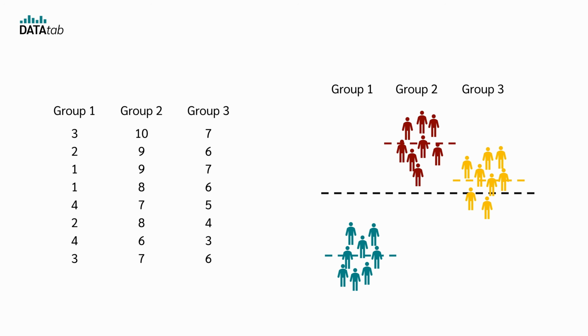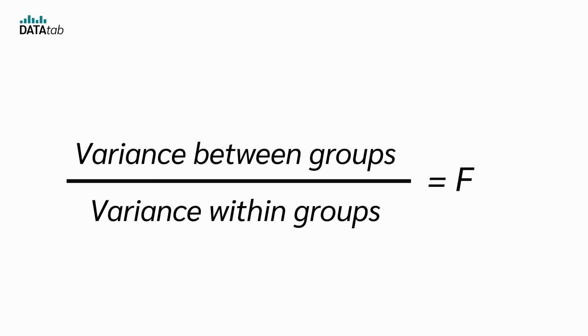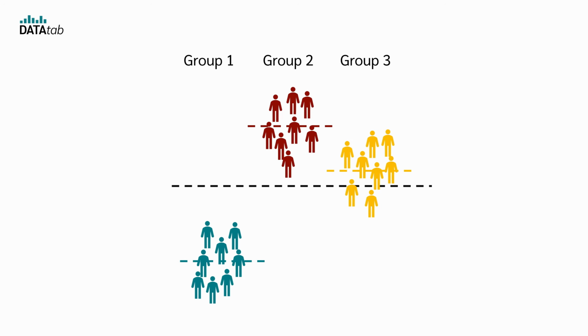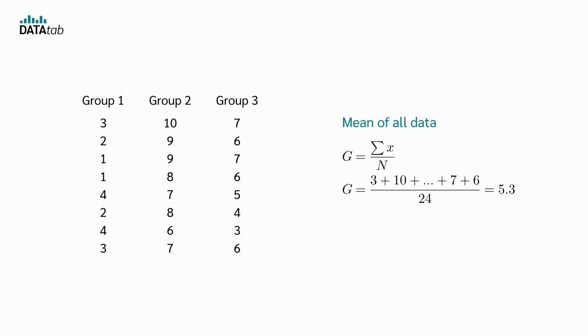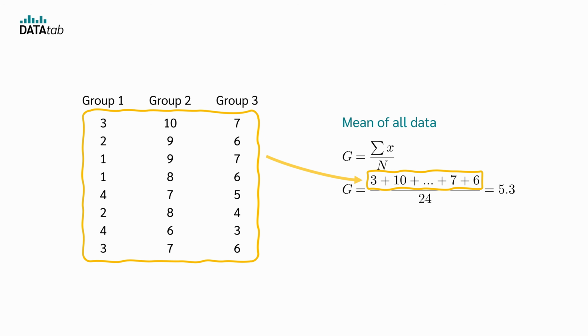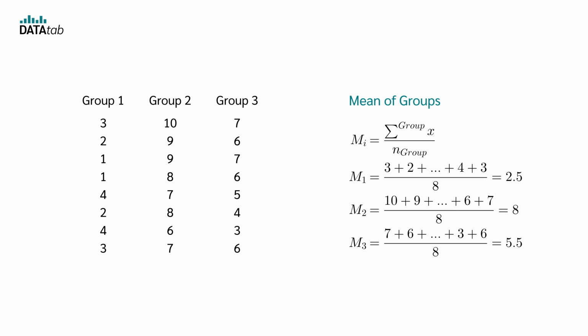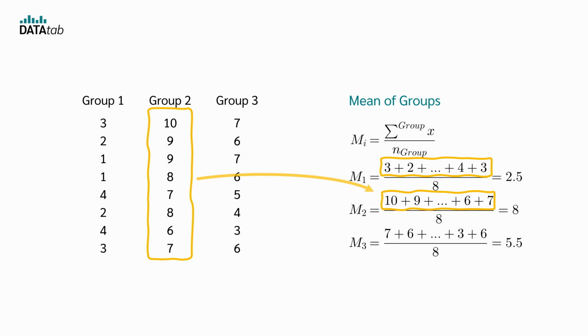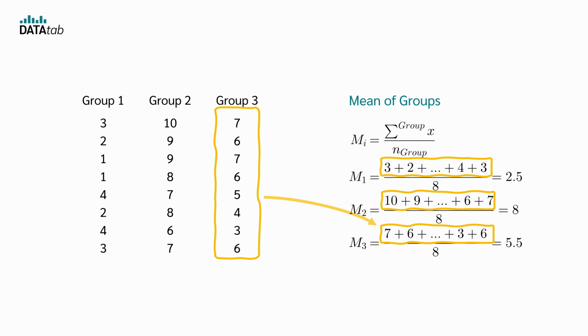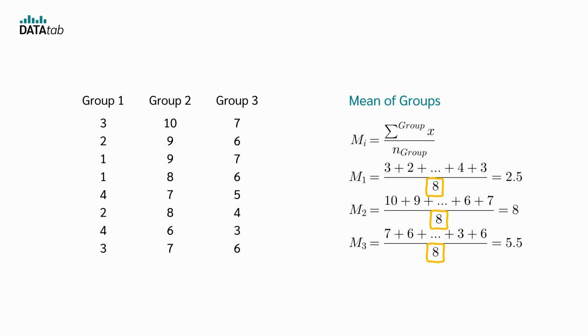Let's say this is our data. We have the values from the first, second and third group. So now we start and calculate the variance between the groups and the variance within the groups. First of all, we need the total mean and the mean values of the individual groups. We obtain the total mean by adding up all the values and dividing by the number of values. We have a total of 24 values. This gives us a total mean of 5.3. We get the mean values of the groups by simply adding up all the values of the respective group and dividing by the number of values per group.